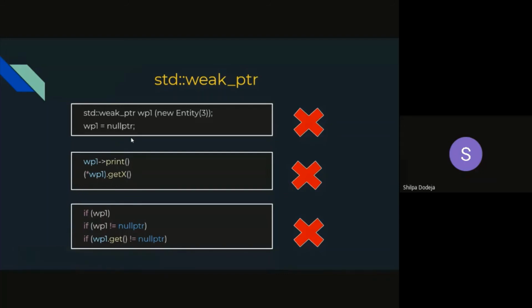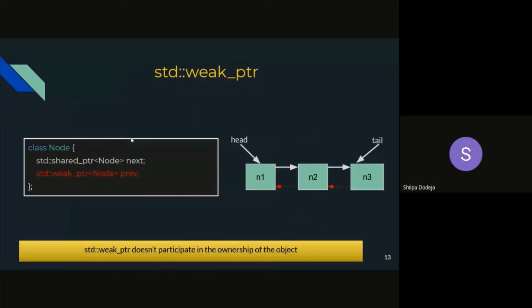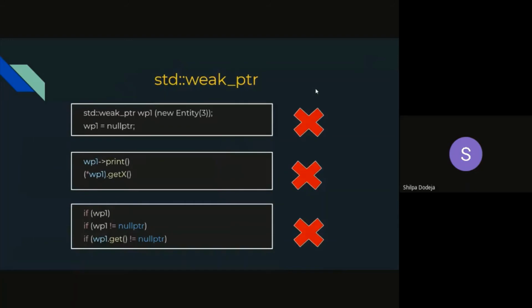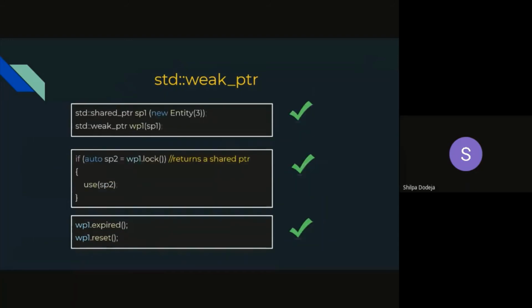So what can I do with the weak pointer? Like in this case, if I have to traverse from N3 to N2 to N1 in the reverse way, and the only way I can traverse is by weak pointer, how can I access this particular N2 object via the weak pointer if all these operations are not available? So the only way you can access a weak pointer, as in initialize the weak pointer, or access the underlying resource, is via the shared pointer.